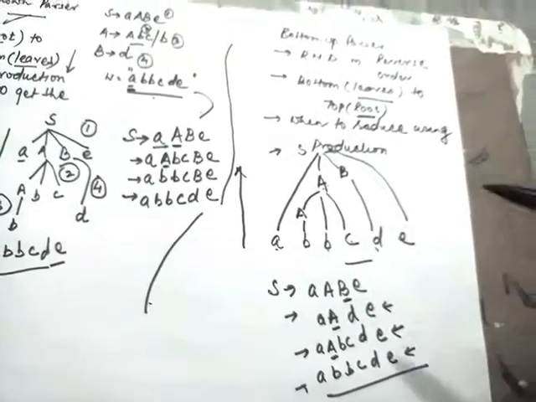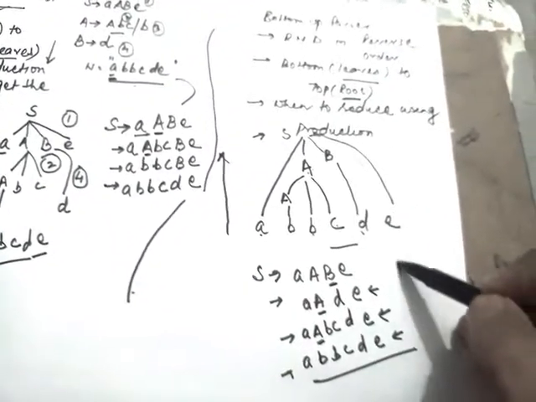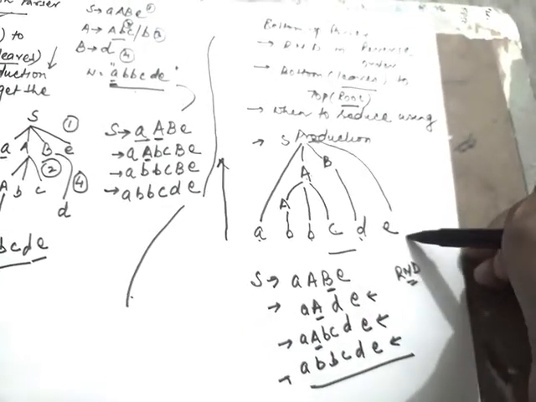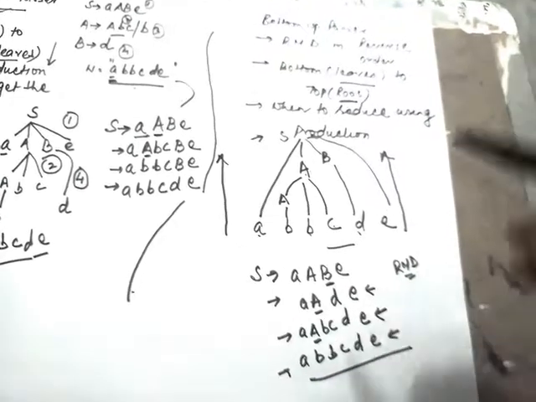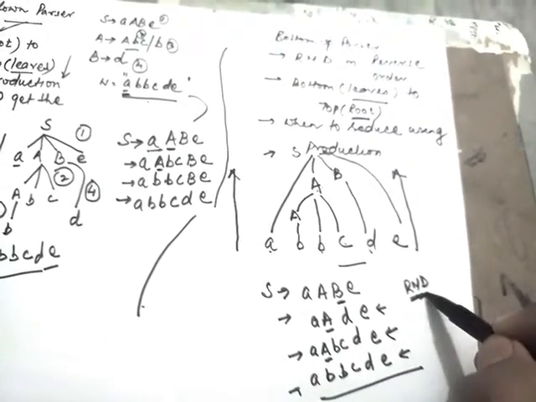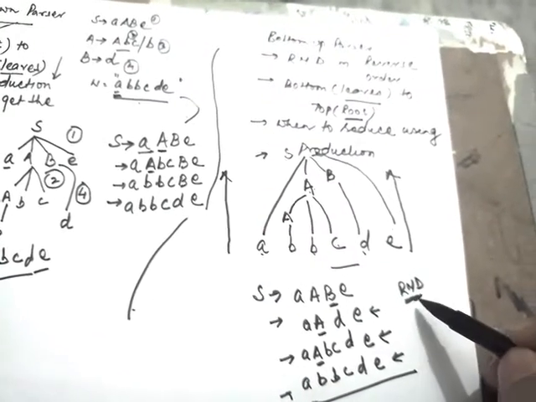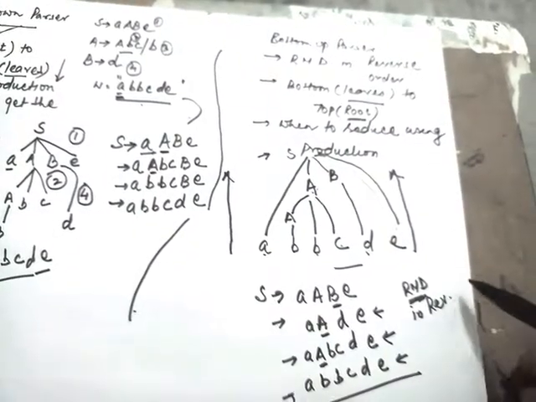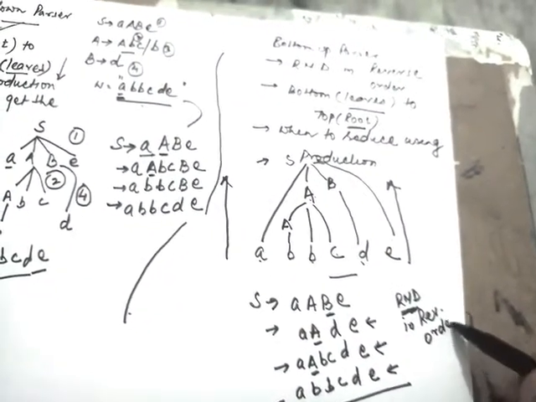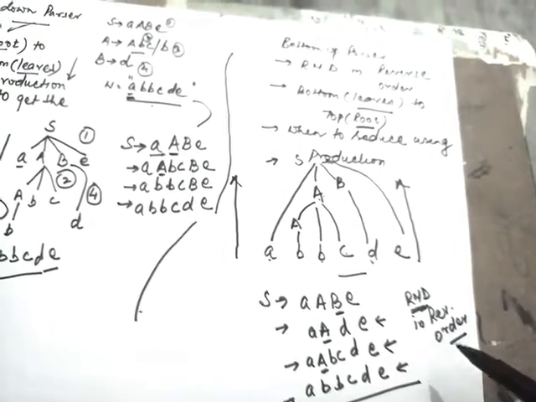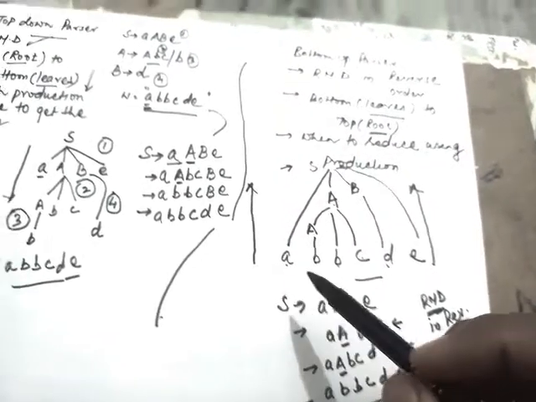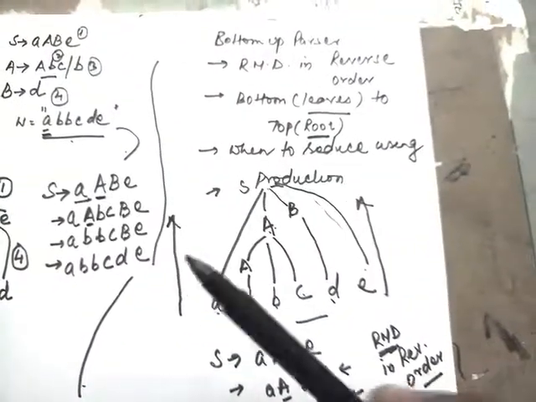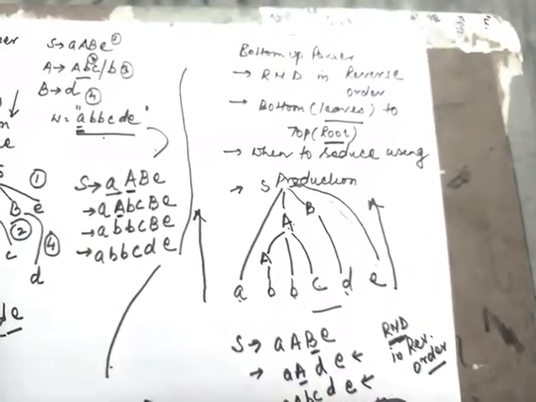So the idea is that bottom up parsers follow the rightmost derivation, just remember. And since we move from bottom to top, you can say that the bottom up parser uses rightmost derivation in reverse order. Rightmost derivation in reverse order. So these are the two different types of parser, top down parser and bottom up parser. Thank you very much.